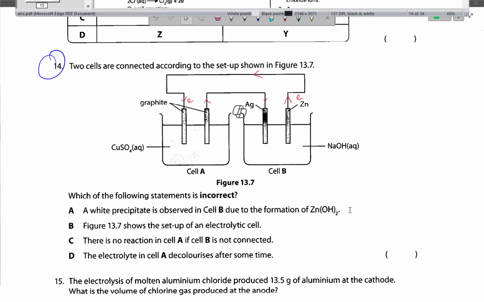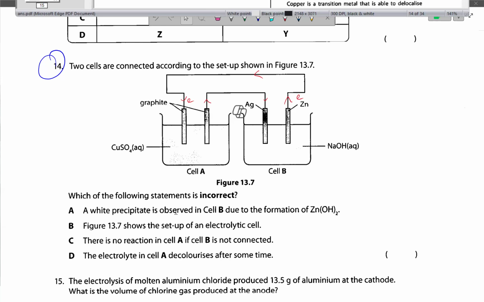Let me think. What's wrong with this? Okay, it does produce white PPT. Yes. Okay, down here, looks like everything seems to be correct. Seriously. Everyone is correct except one.